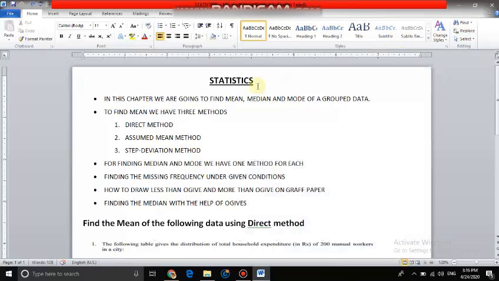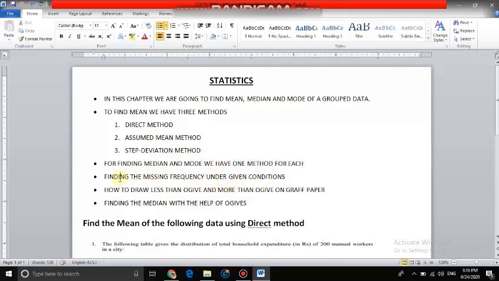To find the mean, we have three methods. One is the direct method, second is the assumed mean method, and the third is the step deviation method. These are the three methods for finding the mean of a given data. And for finding the median and mode, we have only one method each. We'll discuss those methods a little later.